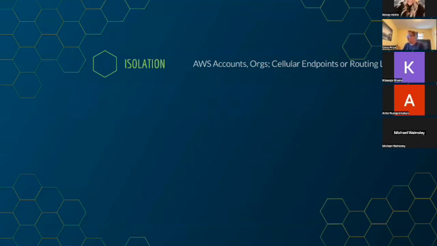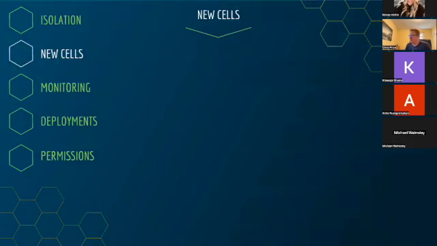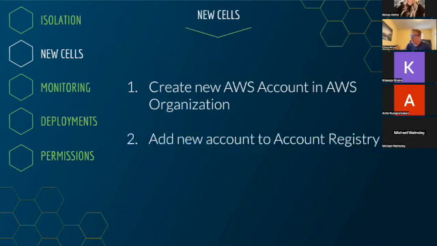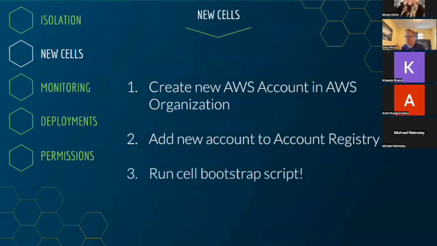Okay, so isolation, we talked about solving that with AWS accounts, organizations, cellular endpoints, choosing between direct cellular endpoints for each cell or a routing layer. So now we'll talk about new cells. This one goes really quickly based on the standardized building blocks that I talked about earlier in this talk. So to create a new cell with this model, all we really need to do is create a new AWS account in the organization, and then we add it to our cell registry. And then we just run the cell bootstrap script that I showed a minute ago.